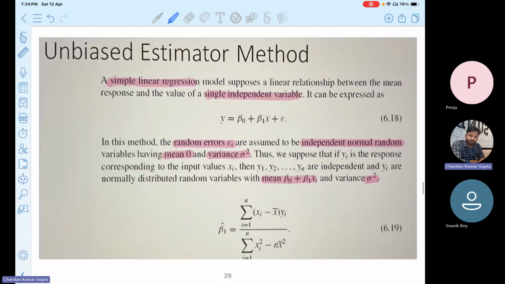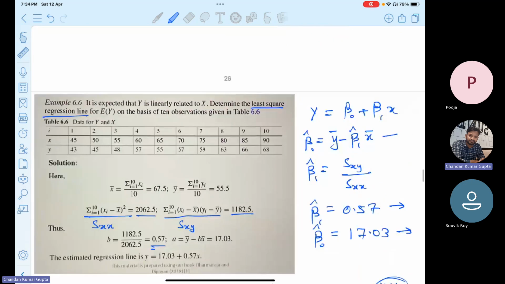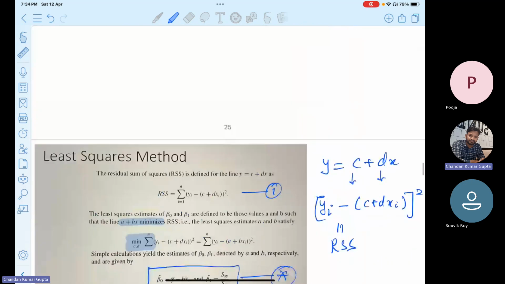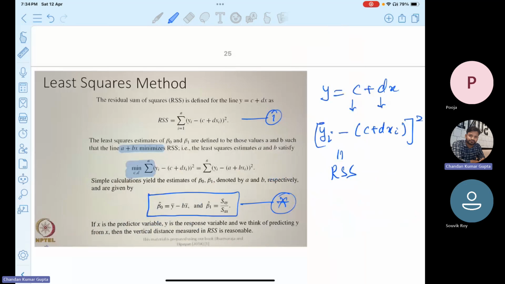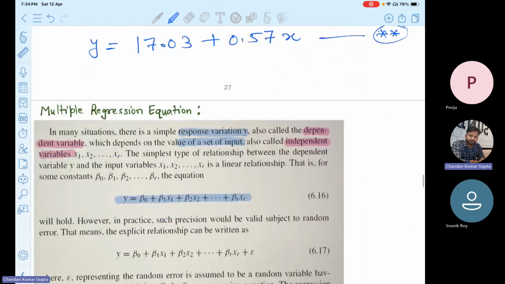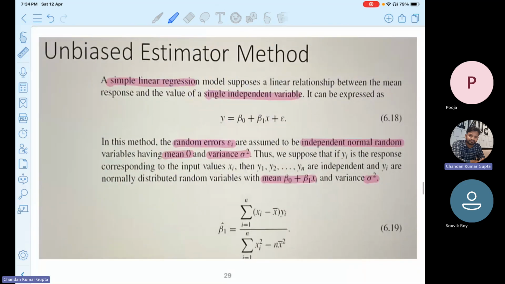Even in the first one, the simple linear regression model, we have calculated beta naught cap and beta 1 cap. Now we can check the unbiased estimator method also, that is the least square estimator, the least square method. With the help of those we are able to estimate the regression coefficients beta naught and beta 1. Similarly, there are more methods like the unbiased estimator method. We have a simple linear regression equation like this.